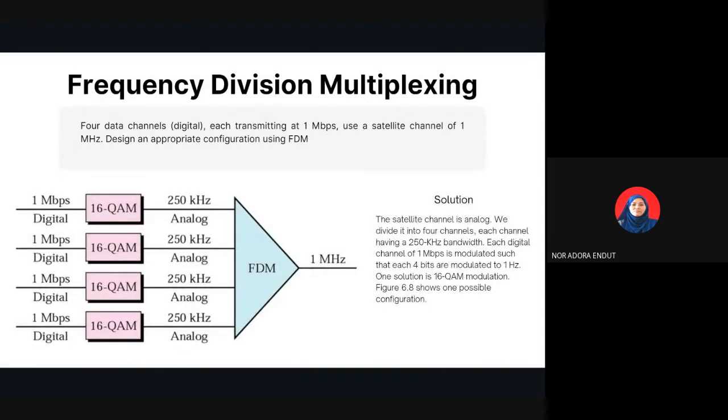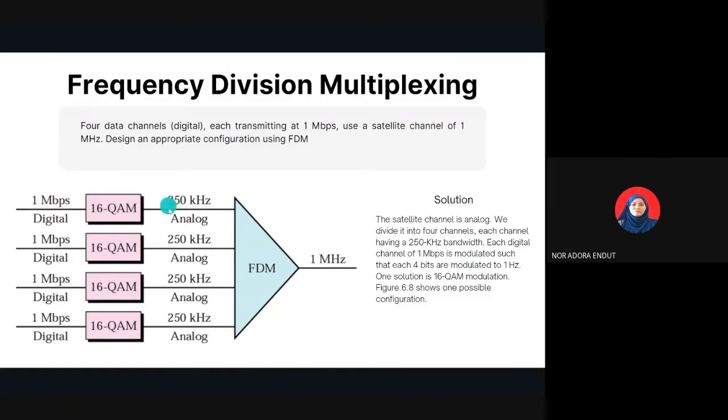Let's look at another example. Kamu dah tengok quadrature amplitude modulation, kan? Now kita nak hantar menggunakan analog signal daripada data yang digital. Dia gunakan teknik untuk tukarkan daripada digital signal kepada analog signal menggunakan 16 QAM. 16 QAM di sini maksudnya ada 4 different amplitude dan 4 different phase. Daripada data 1 megabit per second, kita boleh change dia into an analog signal having 250 kilohertz bandwidth.